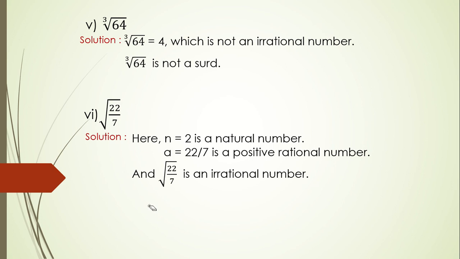Therefore, this is going to be a surd. All the three conditions are satisfied here. Only this thing, don't get confused: it can be a fraction, but it should not be a negative number. It should be a positive rational. So this is going to be a surd. Root 22 upon 7 is a surd.